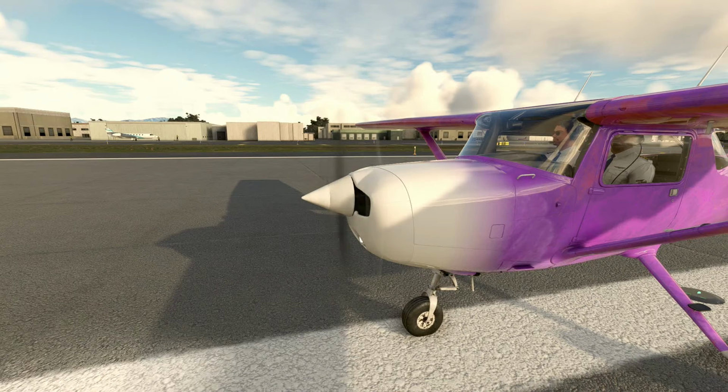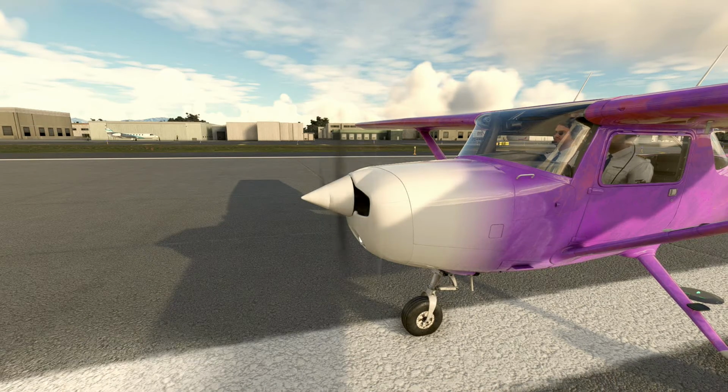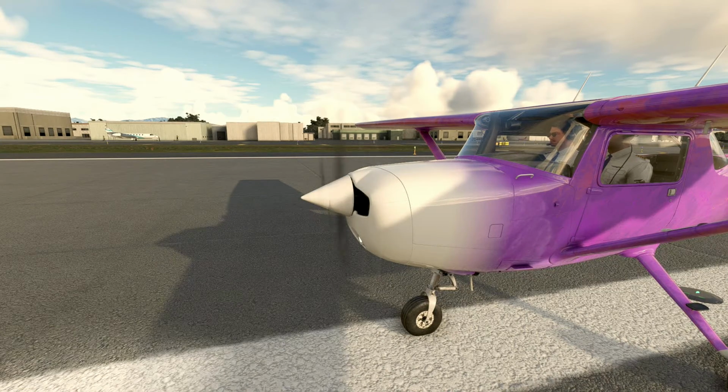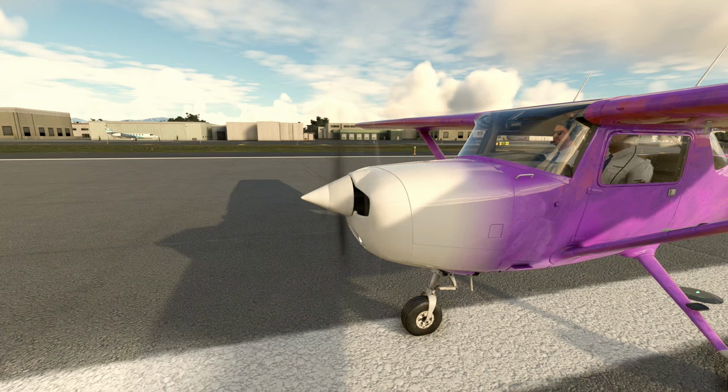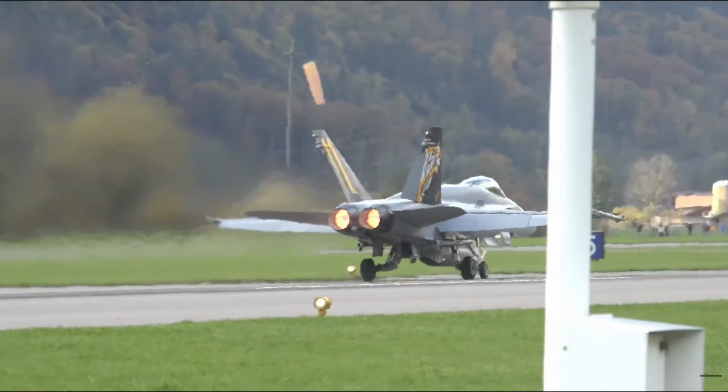Okay, let's circle back to air pressure for a moment. When the air pressure is low, a propeller has less air mass to bite into and create the thrust needed to overcome the weight and drag of the aircraft and keep it flying. When we have lots of air pressure, we have more air mass for the propeller to bite into and create thrust. The same is true for a jet engine.